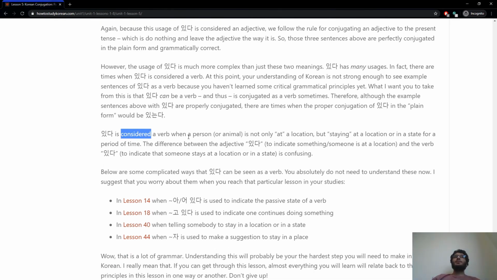있다 is considered a verb when a person or animal is not only at a thing but staying at a location or in a state for a period of time. The difference between the adjective 있다 to indicate that someone's somewhere in a location and the verb 있다 to indicate that someone stays in a location or in a state is confusing.